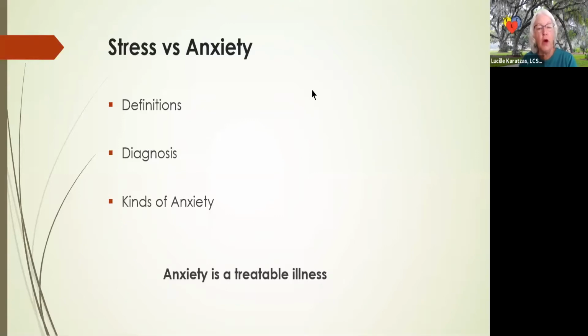There are various kinds of anxiety. We're not going to go into all of them, but I just wanted to list them for you. You've probably heard of social anxiety, social phobias, panic disorders, which is a really high range of anxiety, obsessive compulsive disorder, and post-traumatic stress disorder. The good news is that all of these can be treated, and the sooner we get to treatment, the better. Next slide, please.